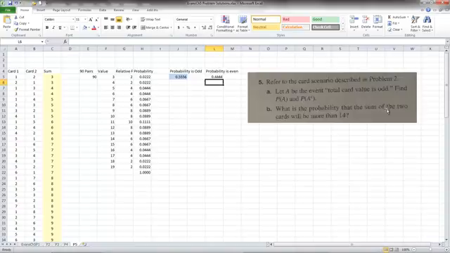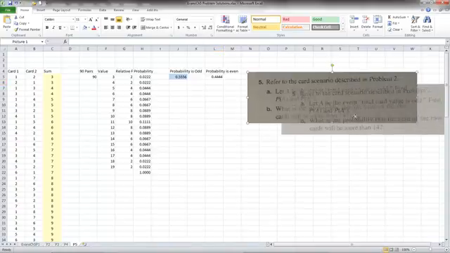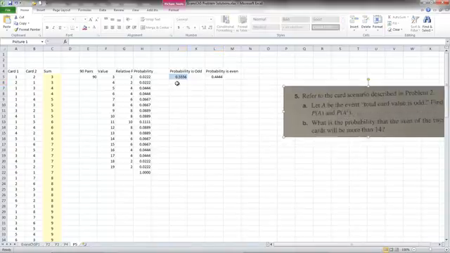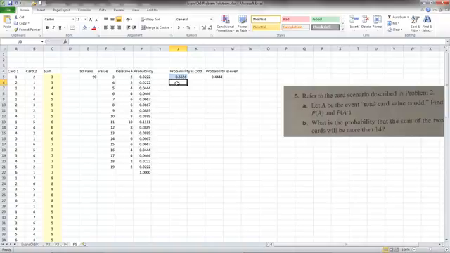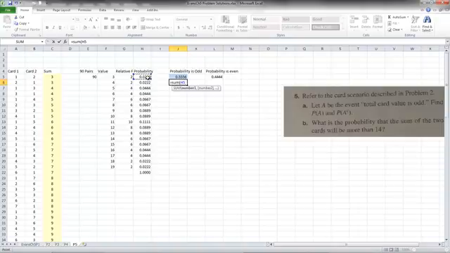What is the probability that the sum of the 2 cards will be more than 14? Okay, just before we jump to that one, this doesn't make too much difference how you do this, but I did want to show when we did add up the probability of the odd, you can also use the sum function almost in the same way. So we're going to do this.